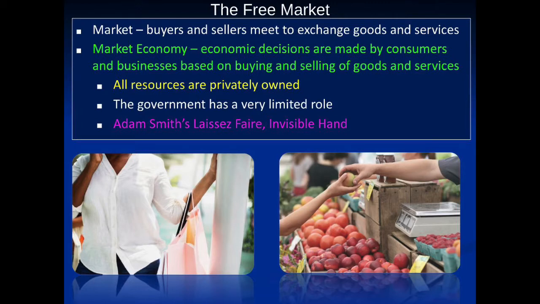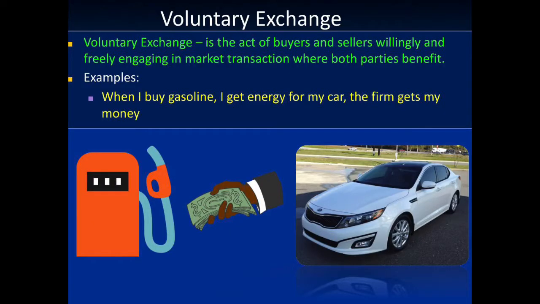So ultimately, a market is where buyers and sellers come to meet and then have a transaction where both parties are going to be better off than when they started. Now, one characteristic of a market economy is what is known as voluntary exchange. Voluntary exchange is when you have one person buying, one person selling, but both parties are doing this willingly.